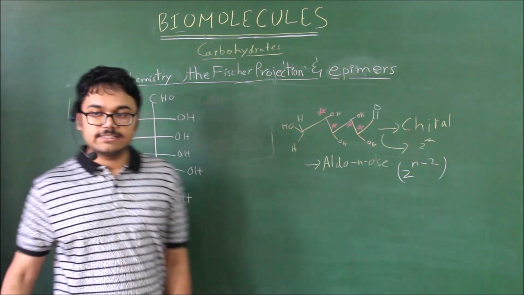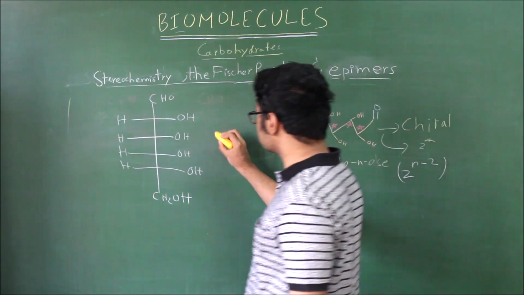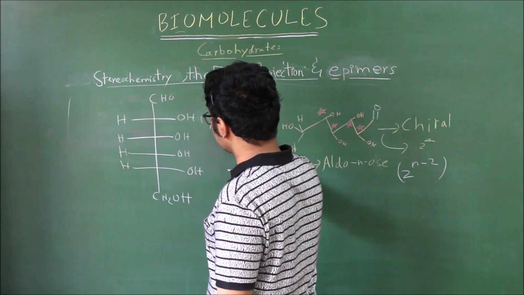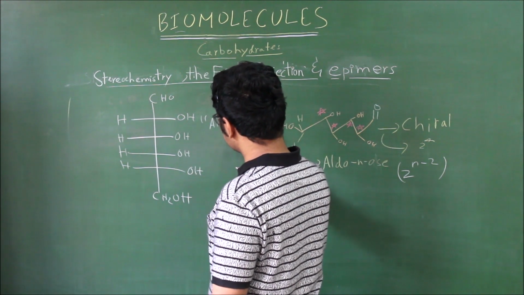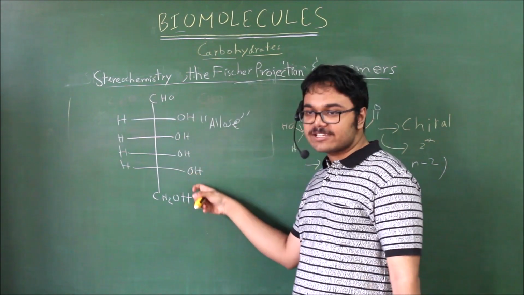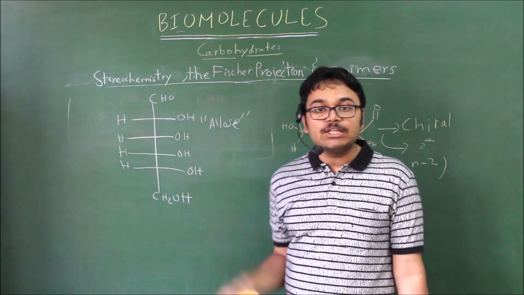This is a form of aldohexose. Very unimaginatively, it is named allose. As you can clearly see, all the OHs are on the same side and all the H's are on the same side. But what do these sides mean over here?